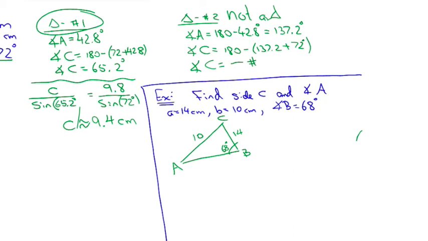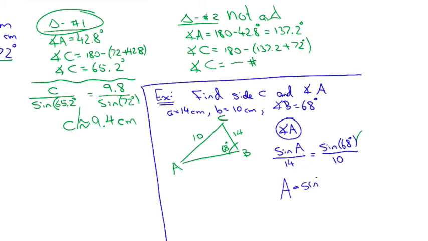Okay, so what angle do you want to find first? A. You really can't go for C. So angle A. I'm looking for angle A, so I go sine of A over 14 is equal to sine of 68 degrees over 10 centimeters. All right, solve for A. So A is going to equal sine inverse of 14 times sine of 68 degrees, all divided by 10.